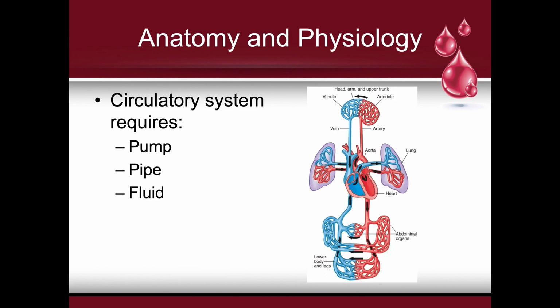So the circulatory system requires 3 intact components to keep blood moving throughout the body. It requires the pump, right, as we know as the heart, the pipe, which is all of your vasculature, and then the fluid, which is the blood that fills up that vasculature. Those 3 things, it really comes down to, it's as easy as that. Those 3 things are required to keep blood moving throughout the body.